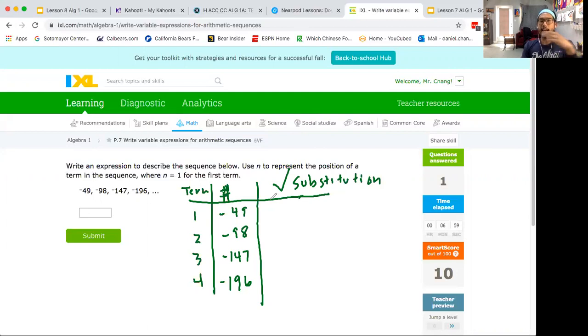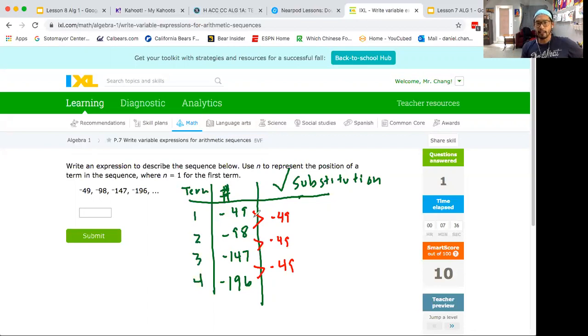So if I look at these numbers, again, I think I'm going to look for a common difference. And I can see that the common difference here looks to be negative 49, right? Negative 49 plus negative 49 gets you negative 98. Negative 98 plus negative 49, you're getting more negative. So your negative is increasing. It is a common difference of negative 49. Same thing for the third and fourth terms. So I see a common difference of negative 49.